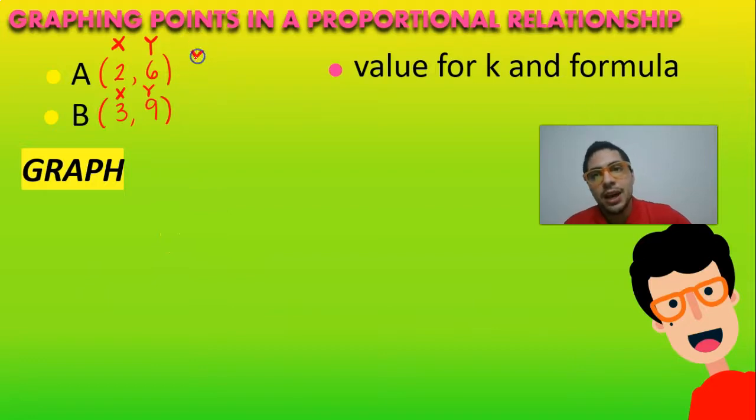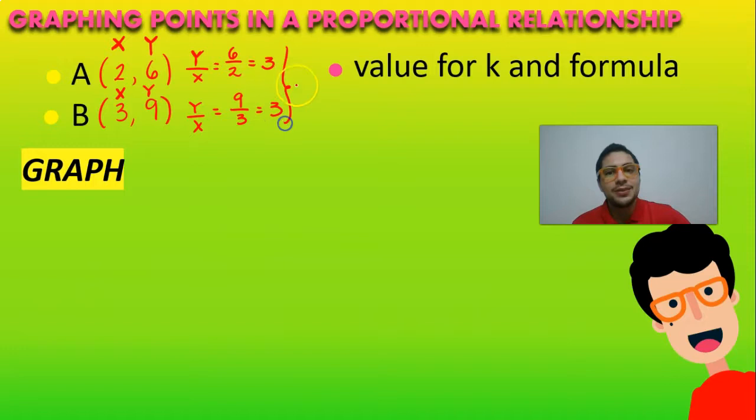Now, in order to know if these points are indeed from a proportional relationship, remember to divide y by x in both cases. When we divide y by x in the first one, 6 divided by 2 is 3. And then we compare it to the other one. In the other one, we have 9 divided by 3, and that is also 3. So you can confirm that this is indeed a proportional relationship. Okay? What about the graph? Well, another thing you can do if you don't want to divide is actually graphing.